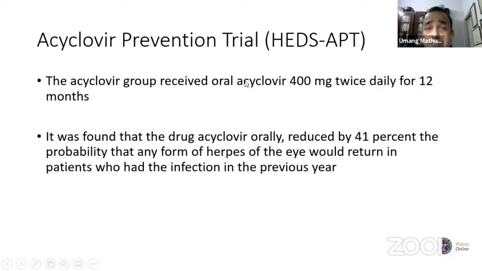Now, this is the important part. For prevention of recurrences, if you give 400 milligrams oral acyclovir twice a day, it found that it reduced the risk of recurrence by 41%, which is quite significant. So oral acyclovir 400 milligram twice a day reduces the risk of recurrences by 41%.